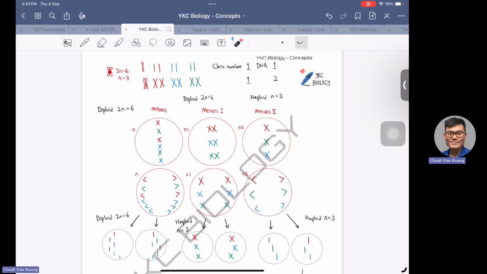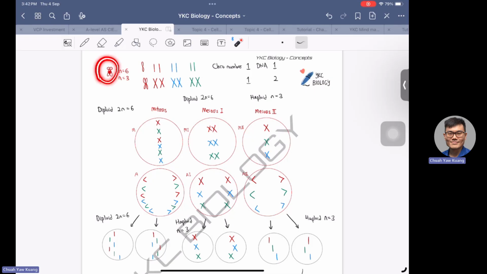Hi everyone. We have discussed the chromosome behavior and also the counting of the DNA content plus the chromosome number in the previous video. In this video, we will apply all these concepts to reproduction. Reproduction requires the formation of the gamete.